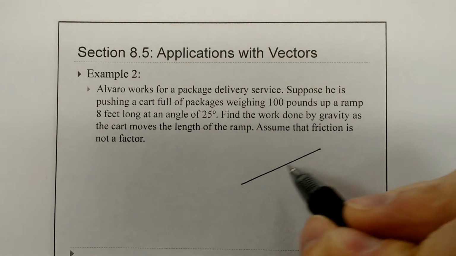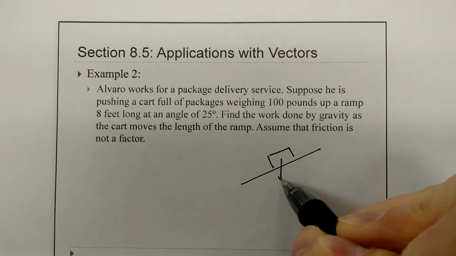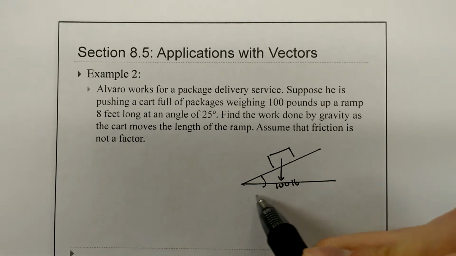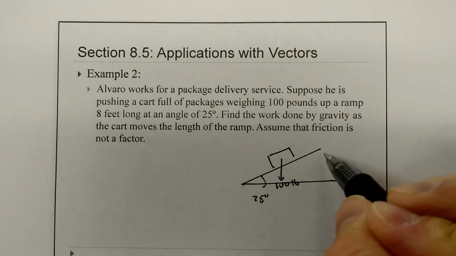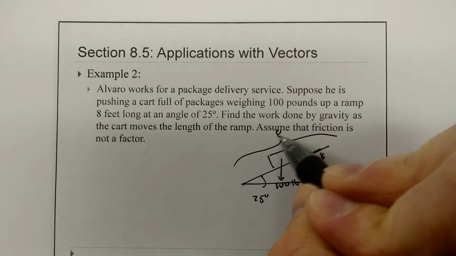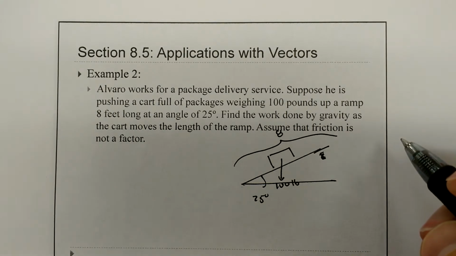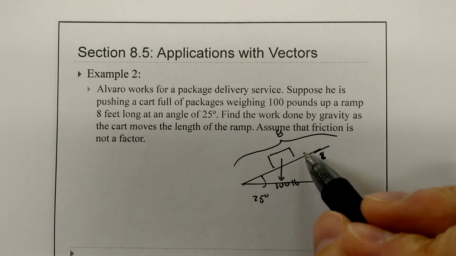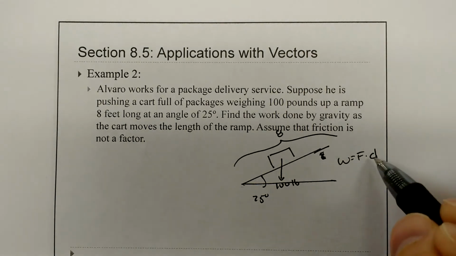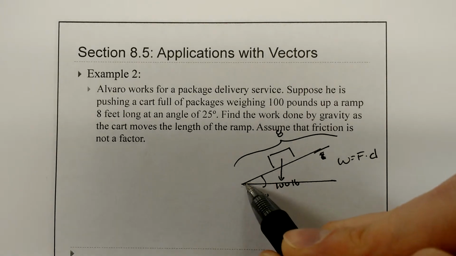So let's sketch a picture here. There's a force of 100 pounds pulling straight down. The ramp forms an angle of 25 degrees, and the ramp is 8 feet long. It wants to know the amount of work, so that's the 8. There's actually an easier way to do this problem. Work is equal to force times distance, but it's the force in the direction you're pushing. So it's the amount of the 100 pounds of the weight that's actually acting along the ramp.